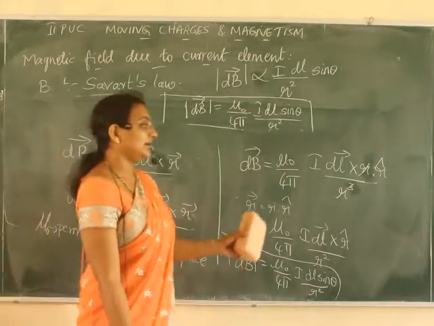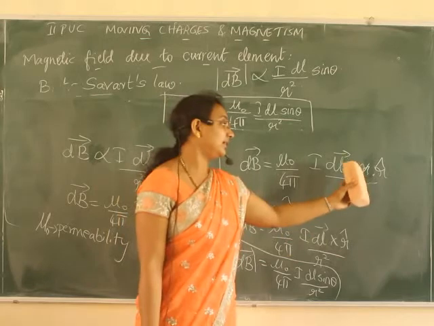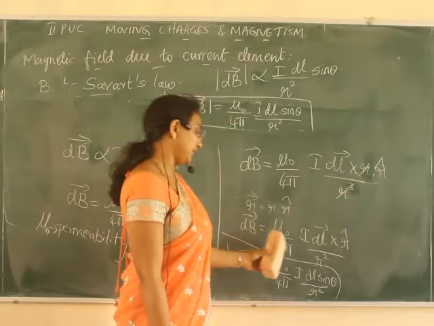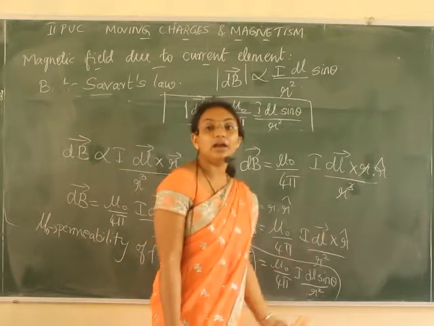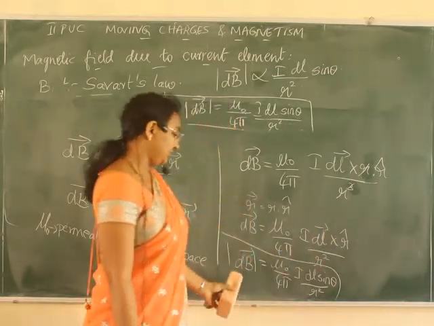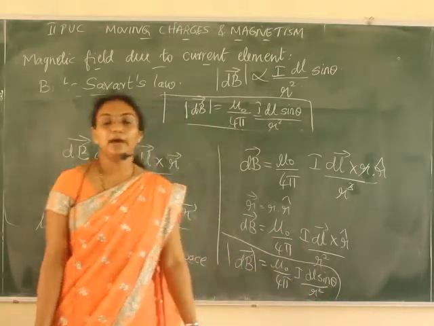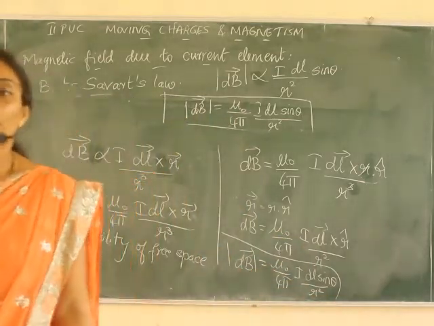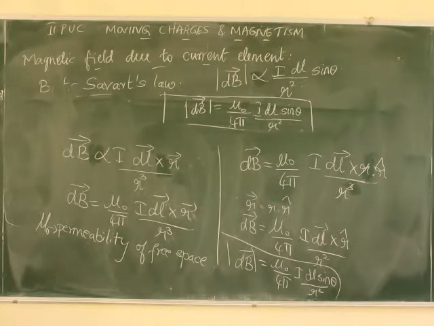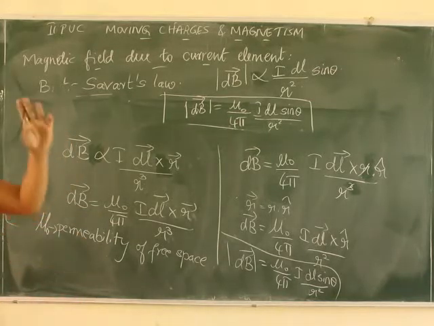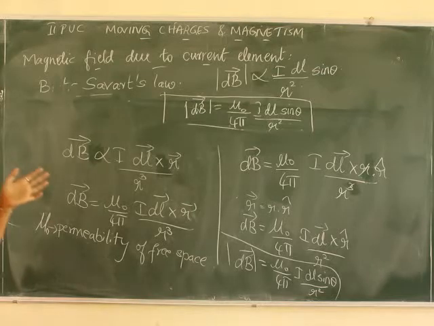But r vector can be written as r into r cap. So when we write it like that, r gets cancelled. The remaining expression is dB vector equals mu naught by 4 pi Idl vector cross r cap by r square. In terms of magnitude, it is Idl sin theta by r square into mu naught by 4 pi. So this is the expression for Biot-Savart's law. Whenever we speak of Biot-Savart's law, we will be speaking about the magnitude of the magnetic field.